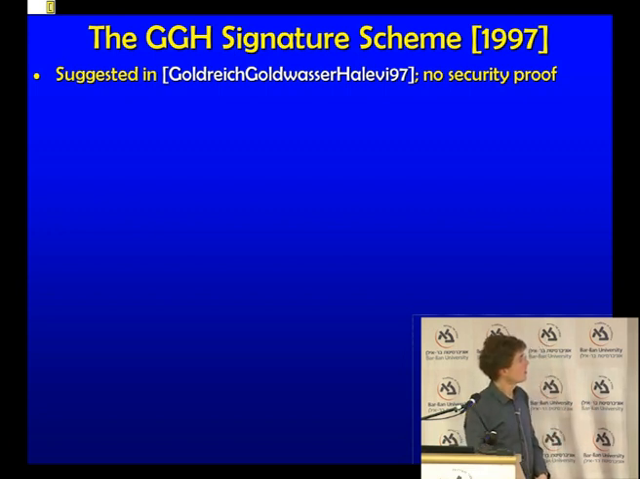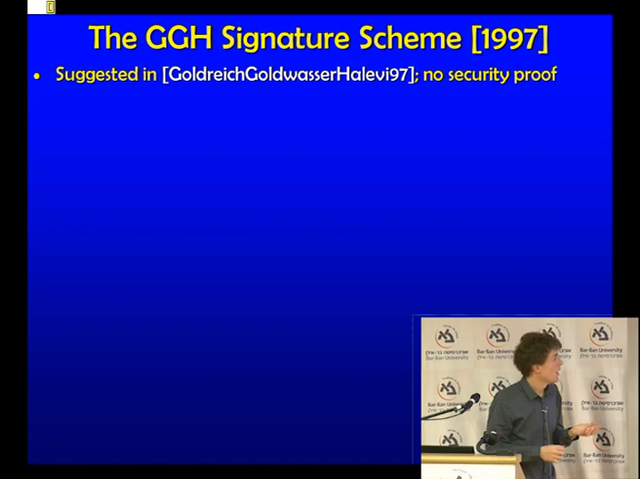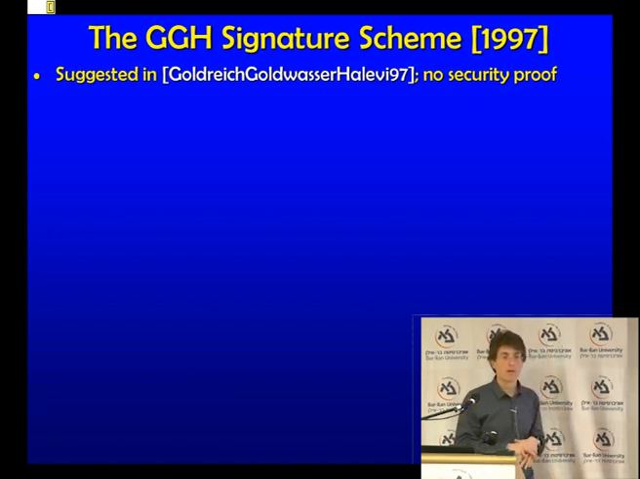So here's a scheme. You start in the key generation by generating two bases of the same lattice. Okay, so you choose a lattice with two bases. The private key is going to be a good basis, short vectors, somewhat orthogonal, and the public key is going to be some kind of bad basis.